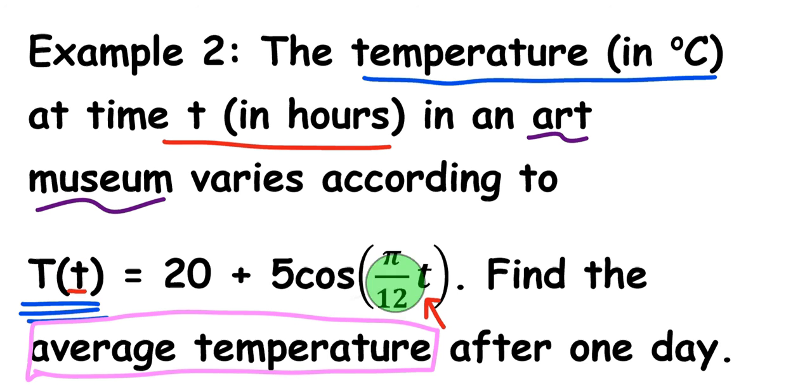So this question is asking, find the average temperature after 1 day. Average temperature, right? If we were to think about being in this art museum for 24 hours, the temperature is going to change based on this formula. But what would the average temperature be? This is where we start to see the application of average value. At any given point in a 24-hour day, what's the average temperature?